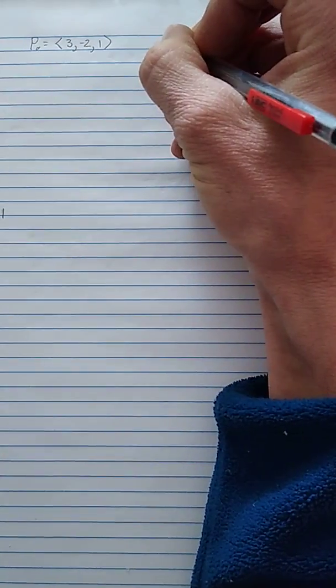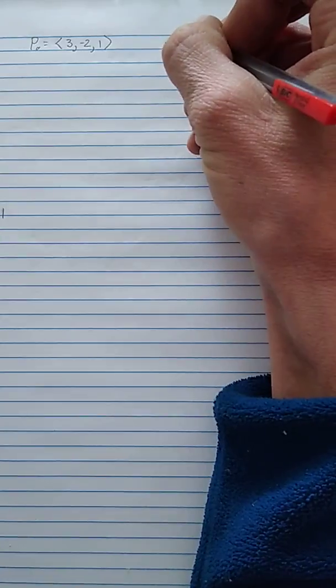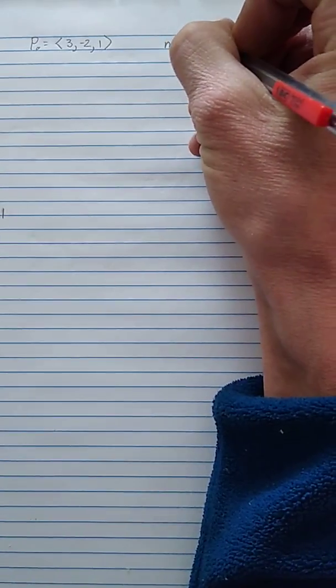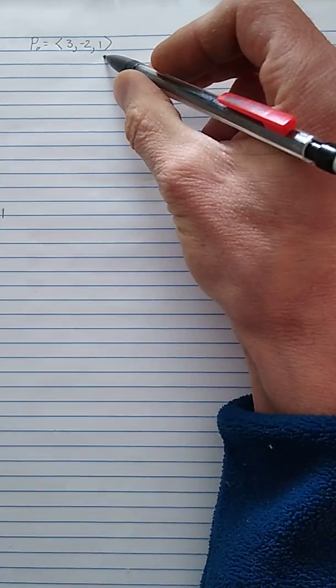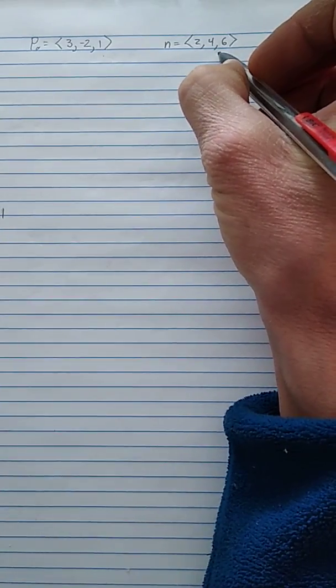So, one of the problems on your quiz, I'll just be honest, is kind of the form where it goes like this. It says, give me a point, P naught, and it gives you the coordinates of a point. We'll say 3, -2, 1. And then it also gives you a normal vector, n. We'll say, I don't know, 2, 4, 6. And then it tells you to calculate the plane going through the point with the normal vector.